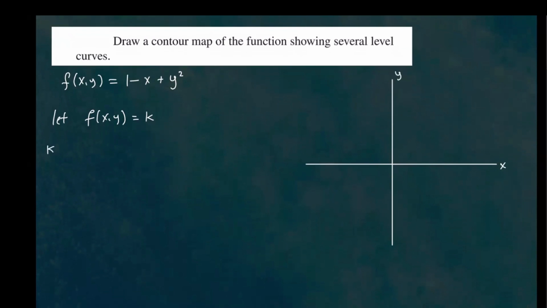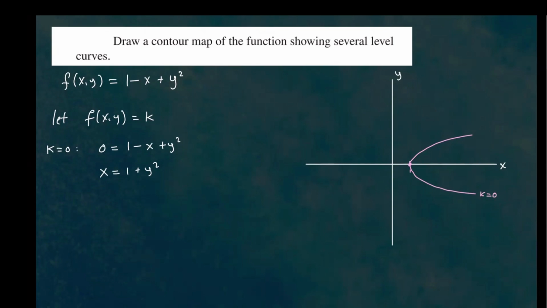So let's start with something simple. Let's say k is equal to 0. If k is equal to 0, I set this equal to 0. So I have 0 is equal to 1 minus x plus y squared. And then by rewriting the equation so I know how to graph this, x is equal to 1 plus y squared. So we know it's a parabola facing along the positive x-axis with the x-intercept 1. So here is the intercept, and you just draw the parabola facing this way. So that's your level curve at the value k equals 0.